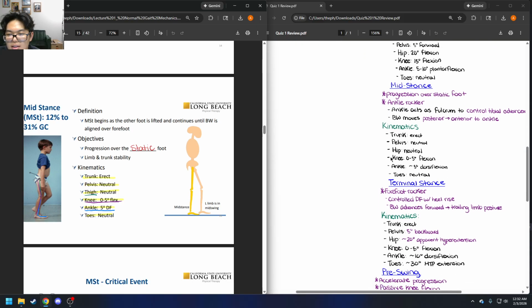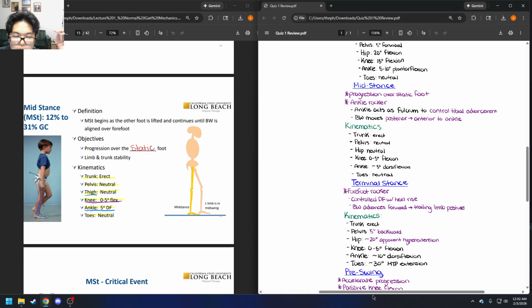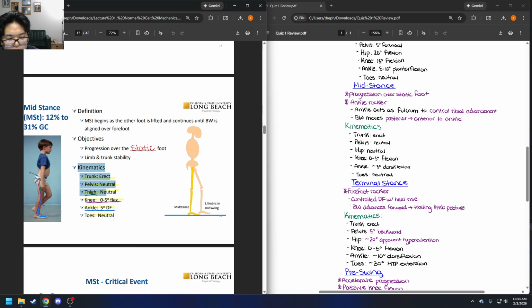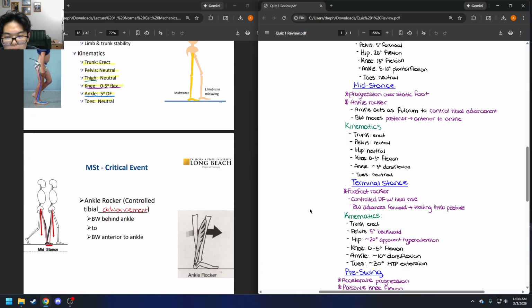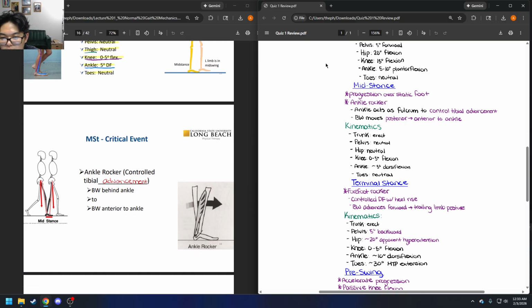Going to mid stance, this is when you will have progression over your static foot. You also have limb and trunk stability. This is also when the ankle rocker comes in. So ankle rocker is when the ankle now will act as a fulcrum, which will control your tibial advancement. So you can see here, now the ankle is working as the fulcrum instead of the heel. And this is when your body weight will be moving posterior to anterior to the ankle. The kinematics will be here. I'm not just going to keep saying it, but it's good to understand the kinematics of each specific one, just knowing what the difference is. We already talked about the critical events occurring in mid stance, so good to know that.